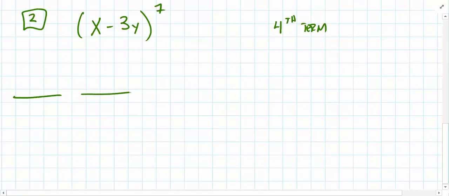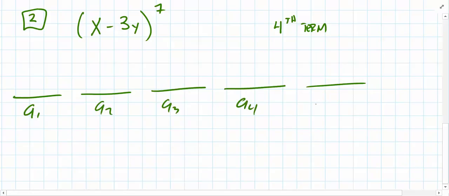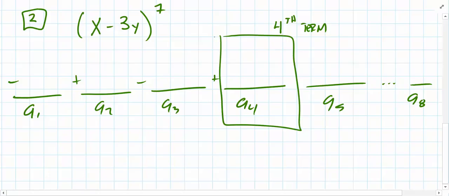So I'll go 1, 2, 3, 4, 5. A sub 1, A sub 2, A sub 3, A sub 4, A sub 5, all the way out to, I'd have 8 terms total, right? Because it's a minus sign, this is going to be negative, this is going to be positive, this is going to be negative, this is going to be positive. The one that I want is right here.